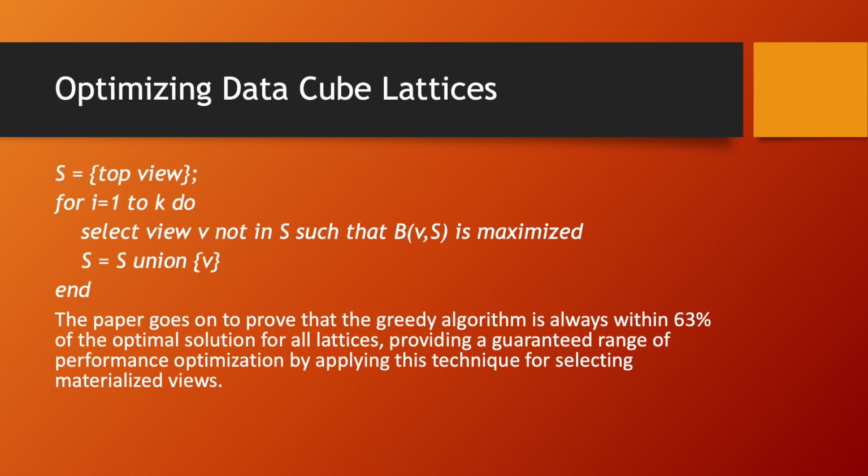So here we look at the high-level greedy algorithm. S equals the top view. For i from 1 to k, select a view V not in S such that B is maximized, and then S is S union V. The paper goes on to prove that the greedy algorithm is always within 63% of the optimal solution for all lattices, providing a guaranteed range of performance optimization by applying this technique for selecting materialized views.